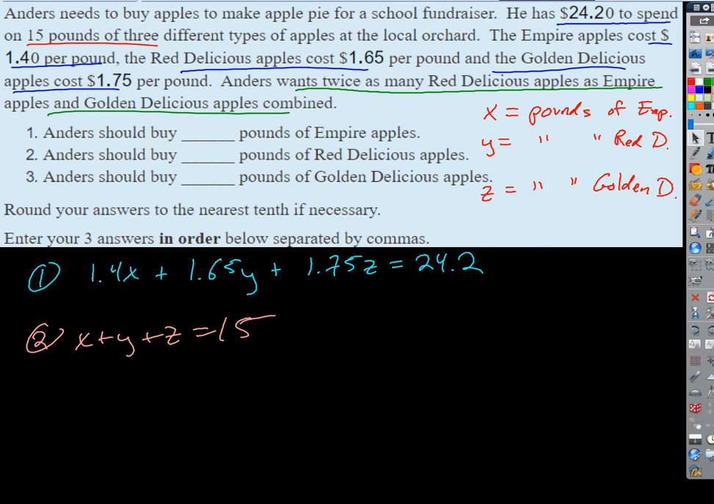So we know that the 3 questions are being asked, right? So there must be 3 variables here. We're trying to fill in the values of the 3 variables, and we define those as X is the number of pounds of Empire apples, Y is pounds of Red Delicious, Z is pounds of Golden Delicious, right? So if we have 3 variables or 3 unknowns, how many equations do we have to have at minimum to solve that system? We've got to have at least 3, right? So we've got to come up with 3.